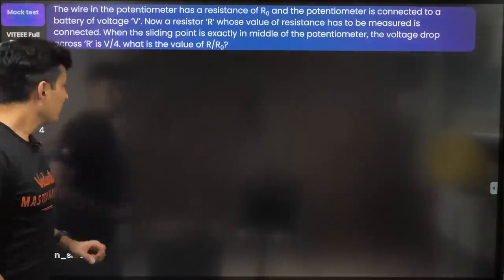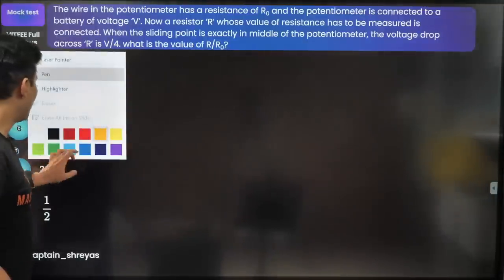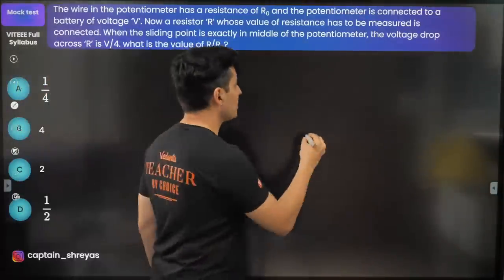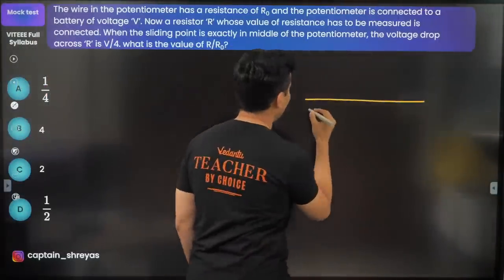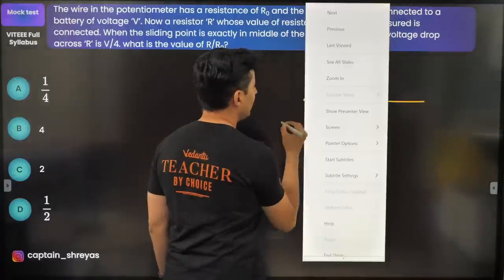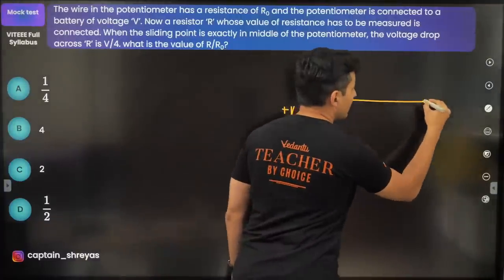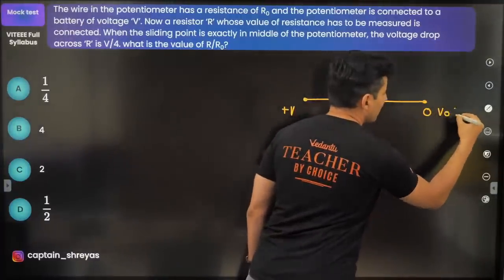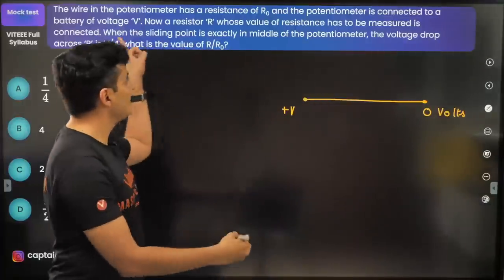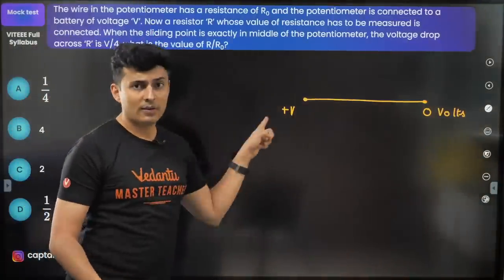Okay, let's try to understand what the diagram is. It's actually a very simple question. This is your potentiometer wire. This is your plus V volts, and this is, let's say, 0 volts. There is a voltage difference of V volts because it is connected to a battery of V volts.